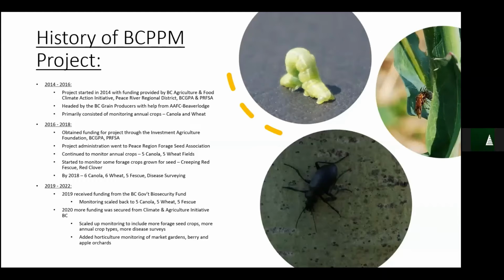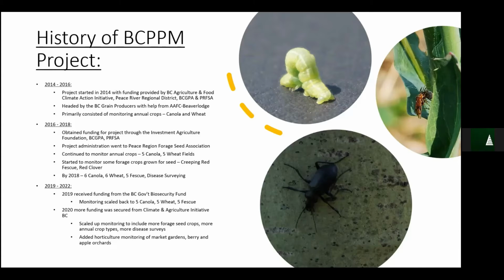So a little history of the project and how it got started. In 2014, with funding from BC Agriculture and Food, Climate Action Initiative, the Peace River Regional District, the BC Grain Producers, and the Peace Region Forage Seed Association, there was some funding provided. It was headed by the BC Grain Producers, with help from Agriculture and Agri-Food Canada, Beaver Lodge. There was a bit of a void in the Peace region on the BC side, with cutbacks due to changing of governments, from my understanding.